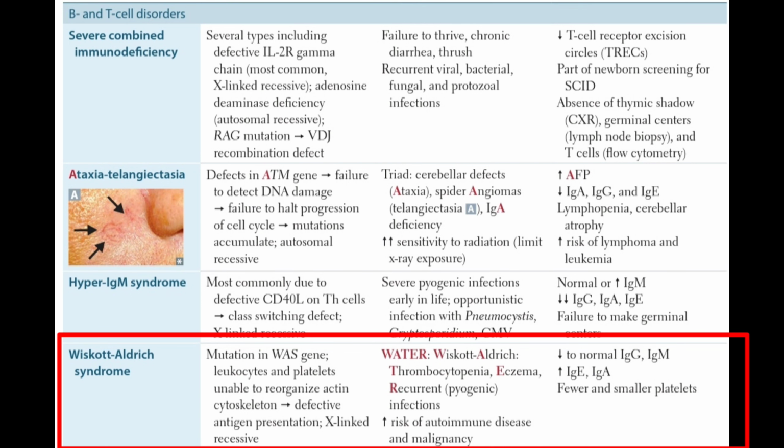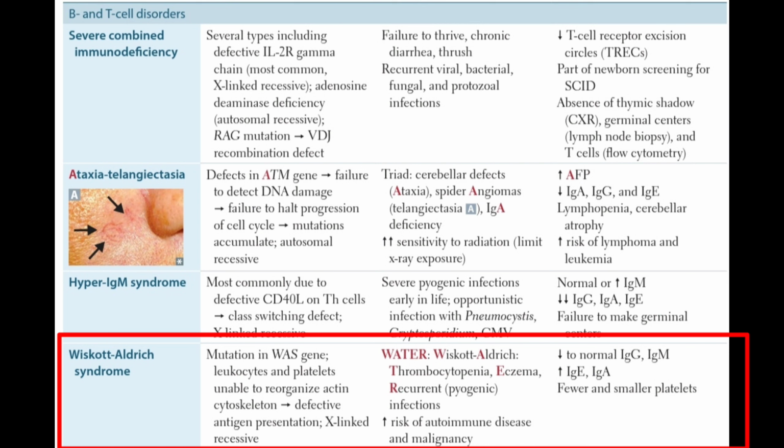Now let us talk about Wiskott-Aldrich syndrome. There is a mutation in the WAS gene. The leukocytes and the platelets are unable to organize the actin cytoskeleton, which leads to defective antigen presentation. So it is an X-linked recessive disorder.